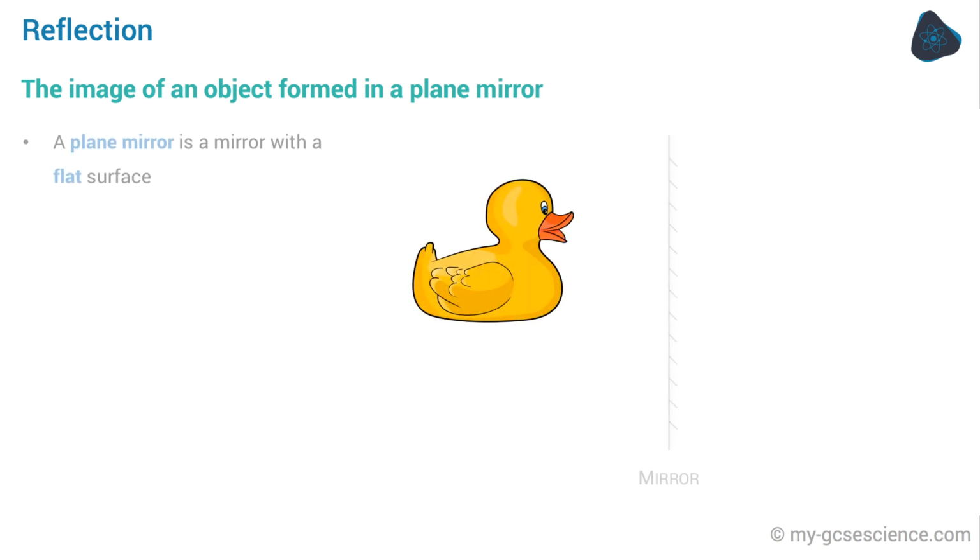Here we go. A plane mirror is just a mirror with a flat surface. Plane is just a fancy word for flat here.